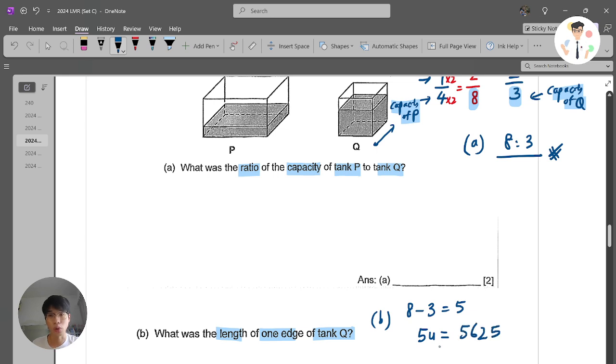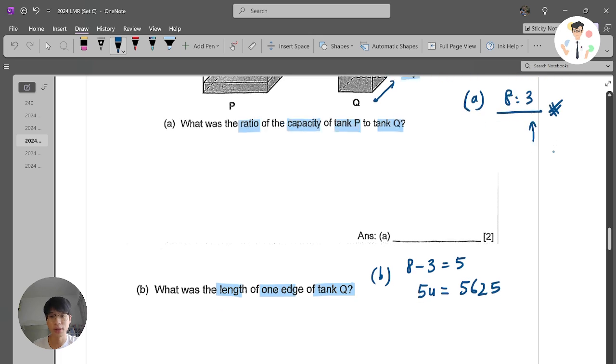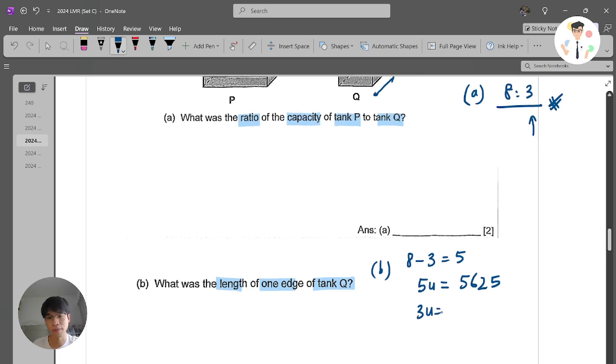5625. So now, I want to find the volume, or I should say the capacity, of tank Q. The full capacity of tank Q is equivalent to how many units? 3 units, right? So 5625, I need to divide by 5 to find 1 unit, and I times 3. Just press on your calculator and you should get 3375, and that again is the capacity of tank Q.